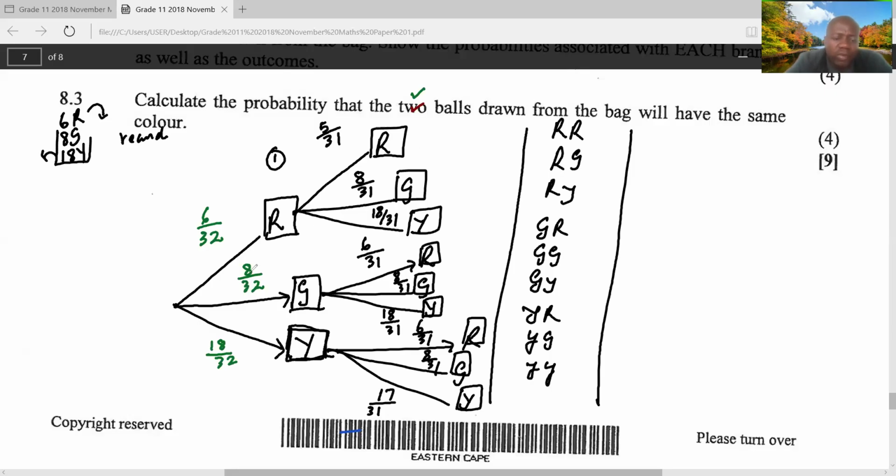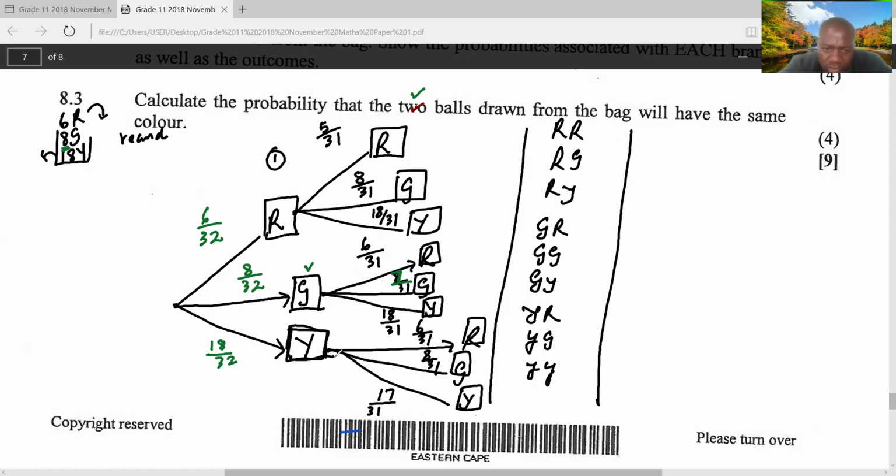Now, if we got green for the first time, it means choosing green again will have, yes, that's what I said, we need to check, because I said it's 8, that just has to be 7. We'll have 7 out of 31. So red will be 6 out of 31, the green will be 7 out of 31, and the yellow will still be 18.